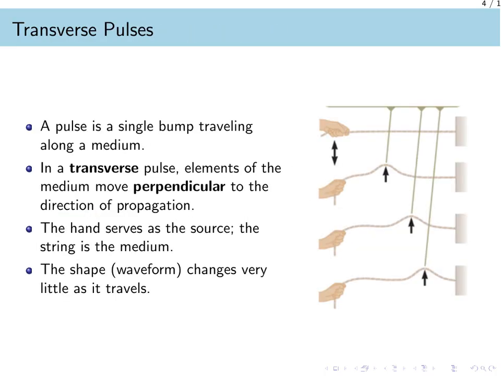A pulse is defined as a single bump that travels through a medium. In a transverse pulse, the elements of the medium move in a direction that is perpendicular to the direction in which the wave itself is traveling. Looking at the illustration of a hand moving a string, the hand acts as the source and the string serves as the medium. As the hand moves up and down, the pulse moves horizontally. It is important to note that the shape of this pulse, also called the waveform, typically changes very little as it travels along the medium.